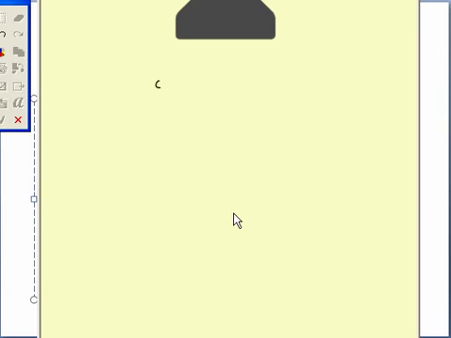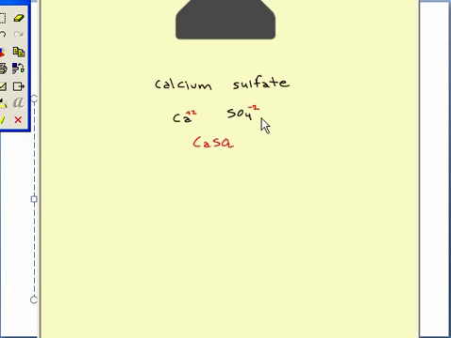Let's do one more. Figure out the formula of calcium sulfate. Okay, so here there are two ways you can figure this out. You could see from the get-go that calcium and sulfate have charges that cancel out. In that case, it's going to be a 1-to-1 ratio. If we have one polyatomic ion, we do not put our parentheses around it.